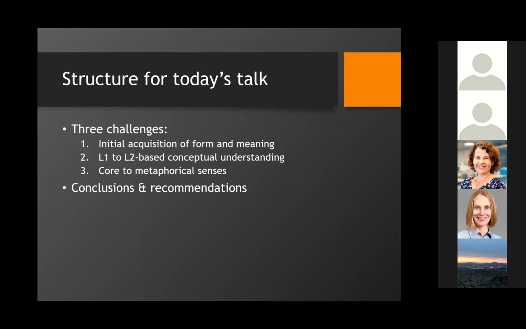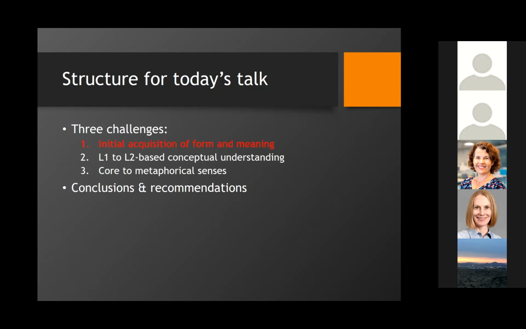To be clear, in this lecture, I'm going to be using concept as synonymous with semantics. Some researchers make a distinction between conceptual knowledge and semantic knowledge, but for this lecture, I'm going to basically use those as synonymous. And then I'll talk a little bit about the development of metaphorical senses after the acquisition of core senses. I have conclusions and recommendations at the end.